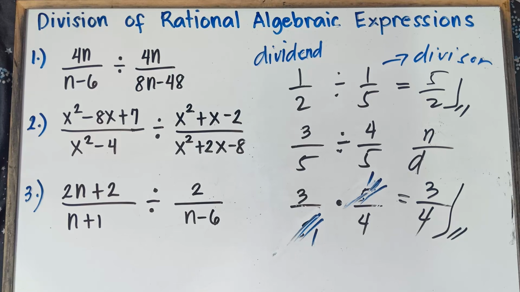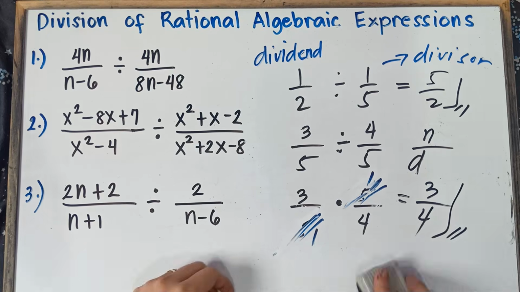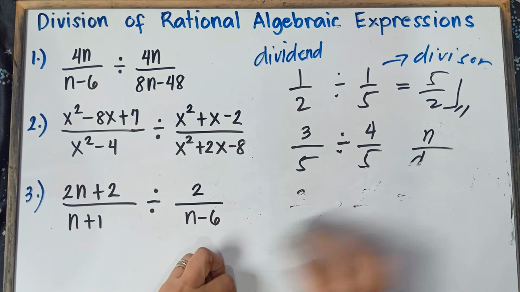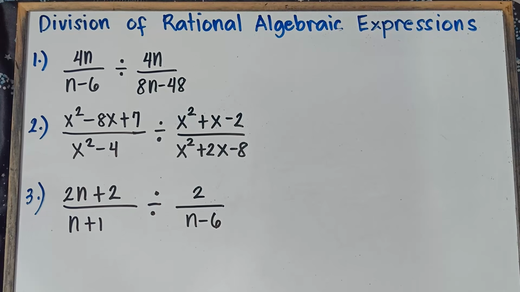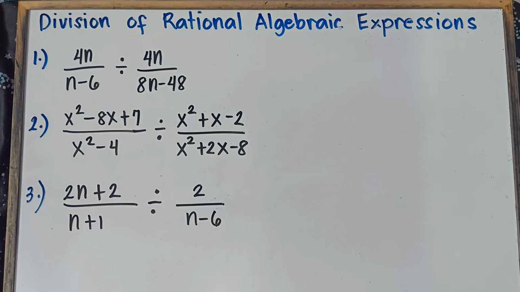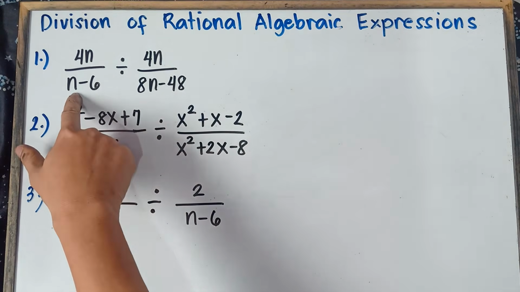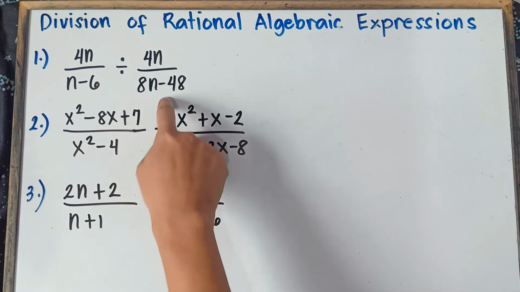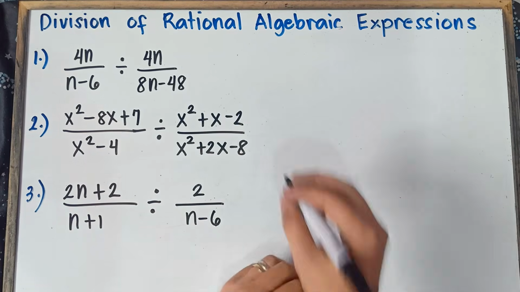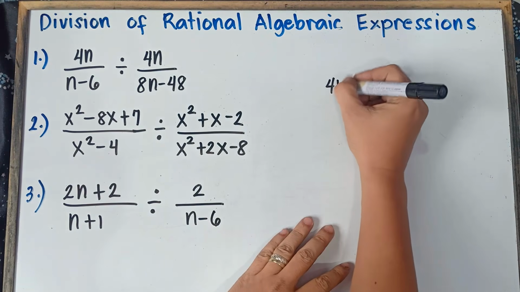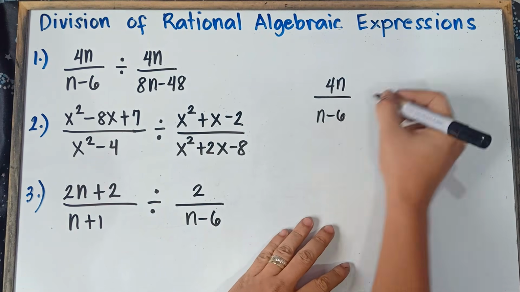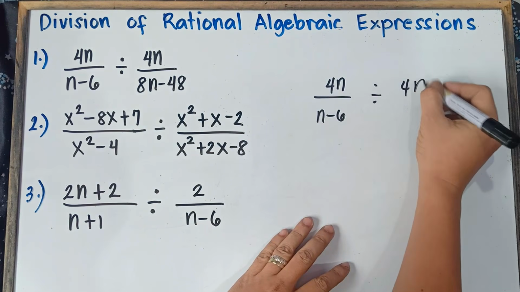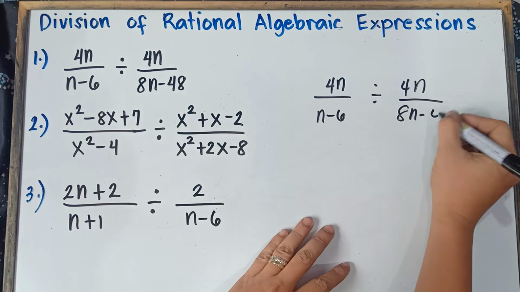Alright, so let's start with example number 1, class, for you to really understand this one. Our given, we have 4n over n minus 6, divided by 4n over 8n minus 48. So let me just copy that one, class. We have 4n over n minus 6, divided by 4n over 8n minus 48.